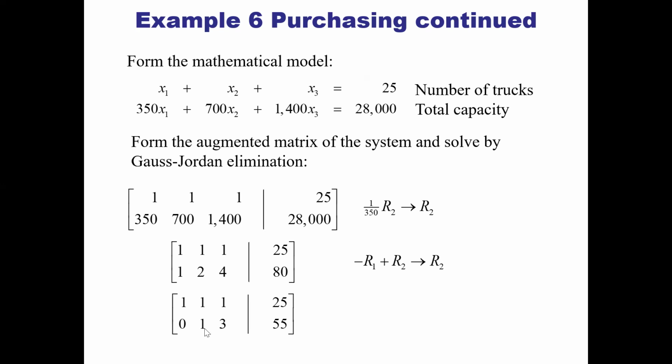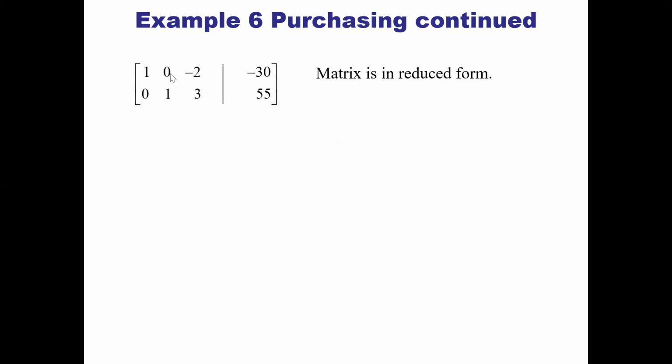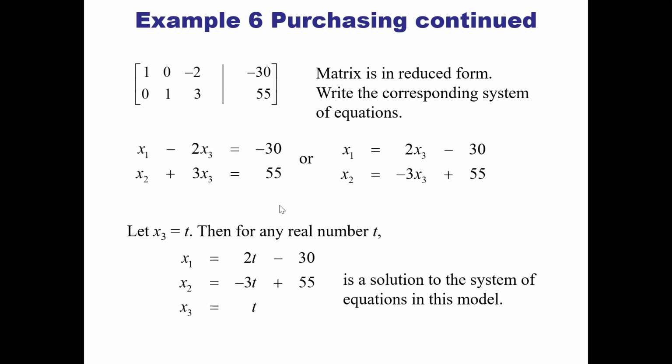And then after this, we're going to take this row times negative 1 plus that row. And when we do that, we get this. And so now our matrix is in reduced form. We have 1, 0, and then 1, 0, and it's as far as we can go. So now we're going to say that was x1, x2, x3. So x3 is equal to t. Okay, and here we go. x3 is t. And so if that's t, x2 is equal to negative 3t plus 55. And x1 is going to be positive 2t minus 30, so you take it over to the other side. And so that's going to be our solution to this real-world problem.